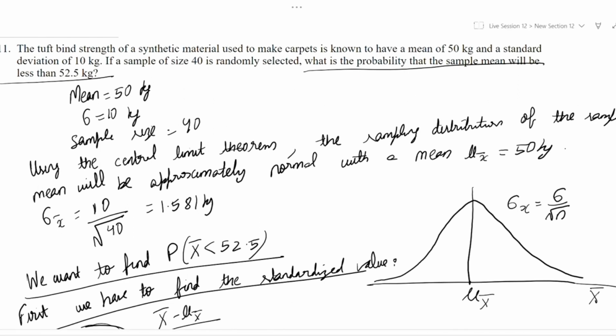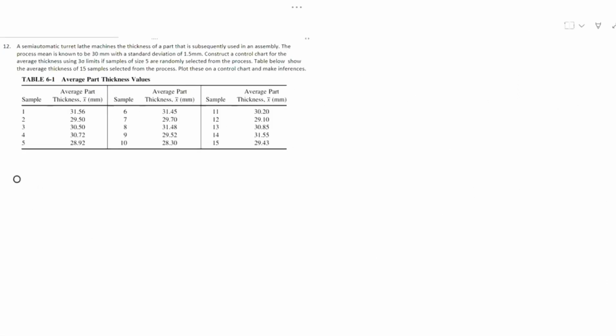So the next question is, here we have been given a lathe machine where the thickness of a part is subsequently used in assembly. The process mean is known to be 30 mm with a standard deviation of 1.5 mm, and mu is 30 mm, sigma is 1.5 mm.